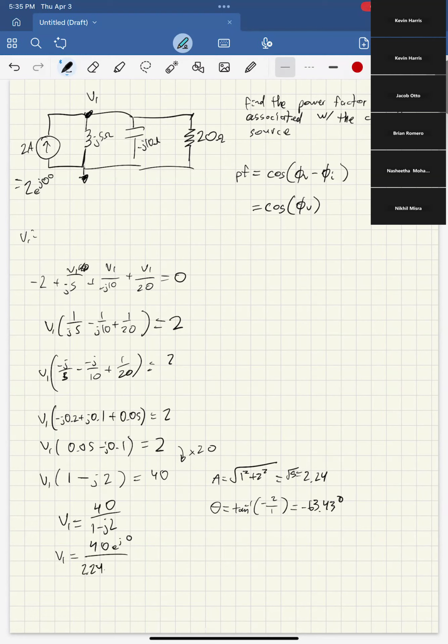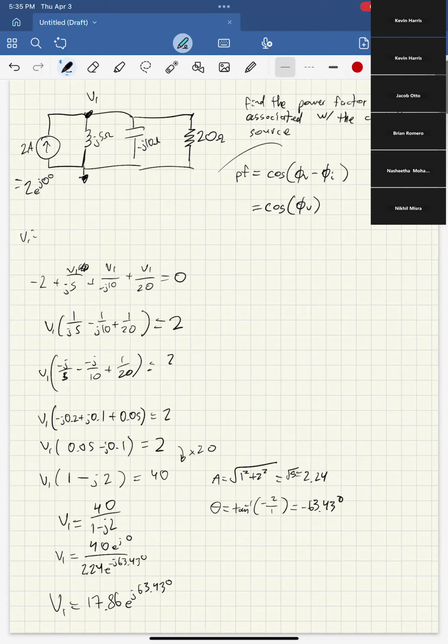So then here we have V1 equals 40 e to the j0 over 2.24 e to the negative j63.43. You divide the coefficient and subtract the phase, and we get V1 equals 40 over 2.24, which is 17.86 e to the j. Now the phase is just positive because you subtracted a negative number, right?